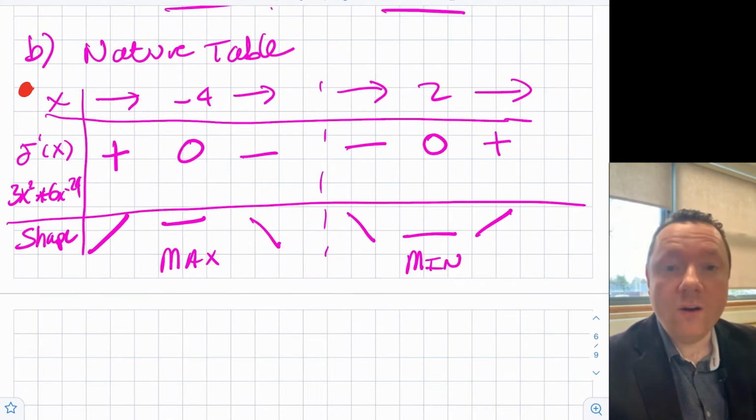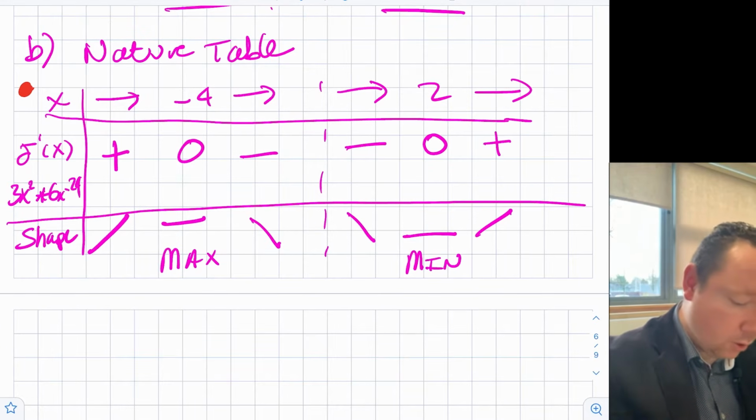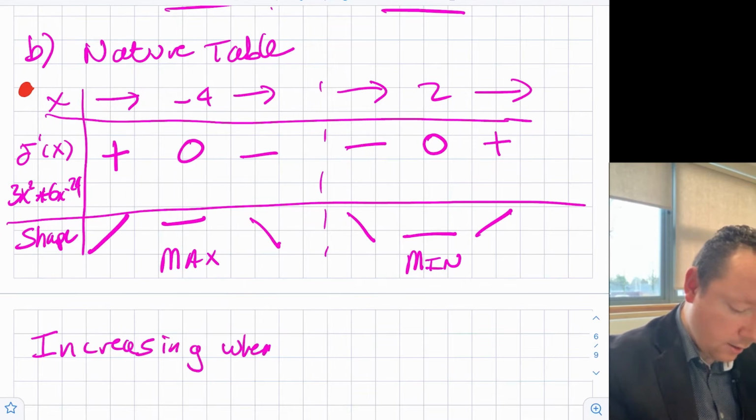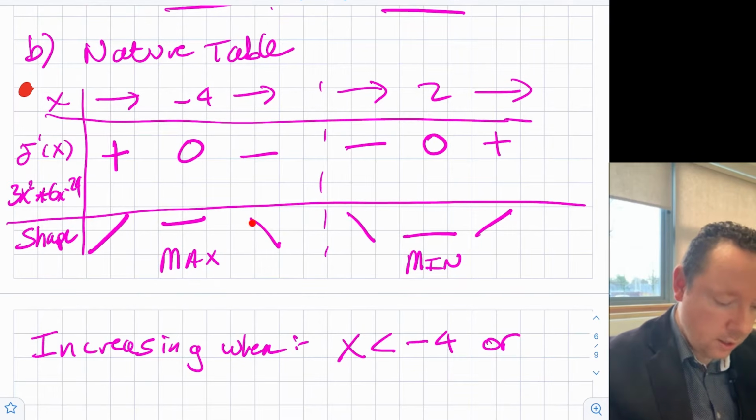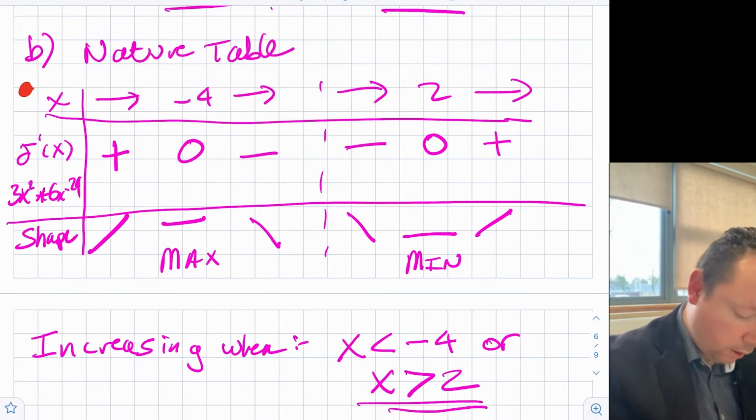It asks us for what values is it increasing. So don't be tempted just to write, oh well, -4 is a max and 2 is a minimum. We're looking now at where is it increasing. Well, it was increasing before -4, so we can write increasing when x is less than -4, or when else is it increasing? Well, it's decreasing, it's 0, it's increasing again after 2. X is bigger than 2 for our final mark.